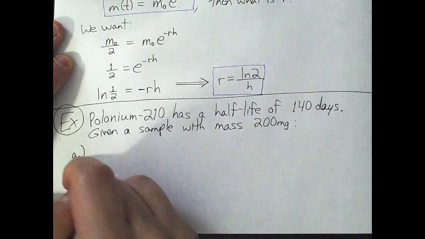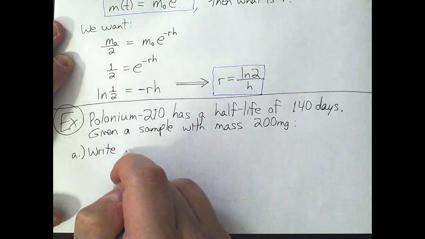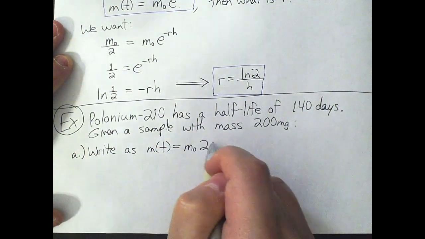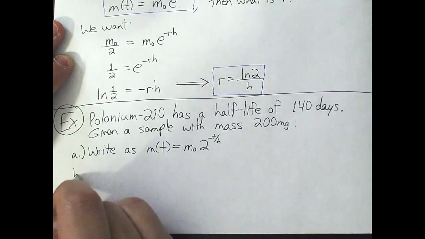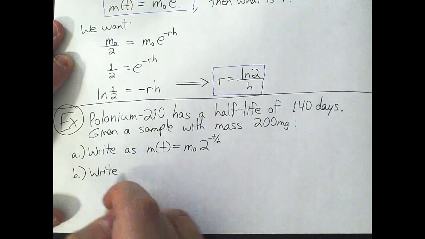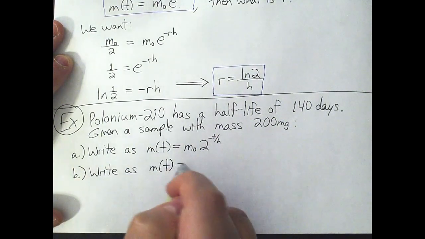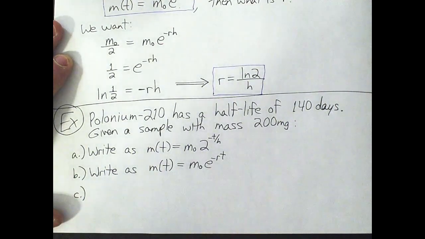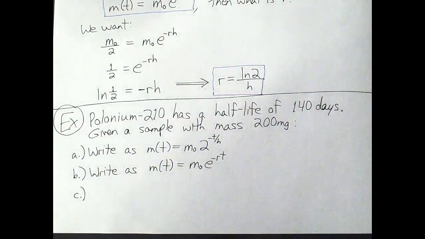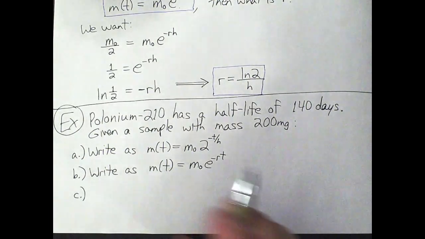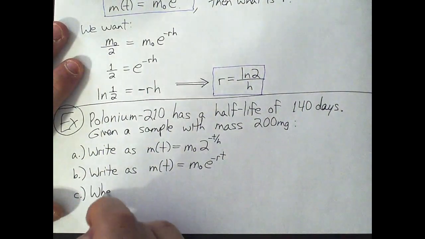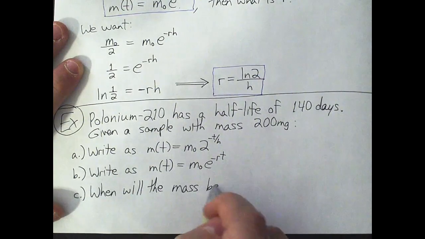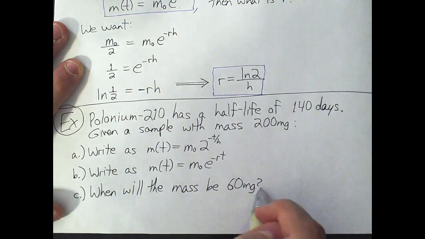Part A, write as m of t equals m sub 0 times 2 to the negative t over h. Part B, write as the other one, m of t equals m sub 0 e to the negative rt. And part C, I think I'll talk us through this one once I get it all written down. Part C, when will the mass be 60 milligrams? I'll give you a chance to write this down, though.